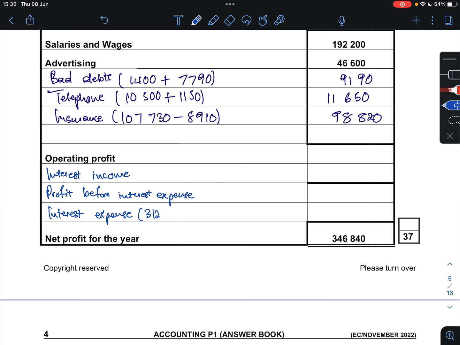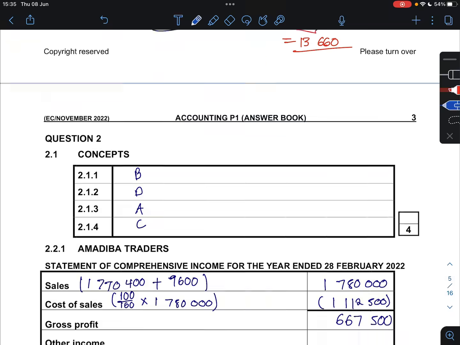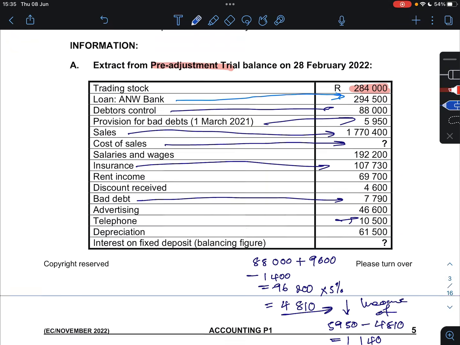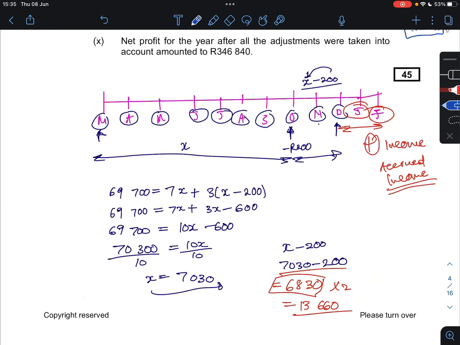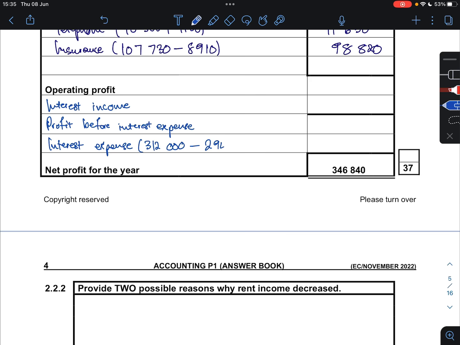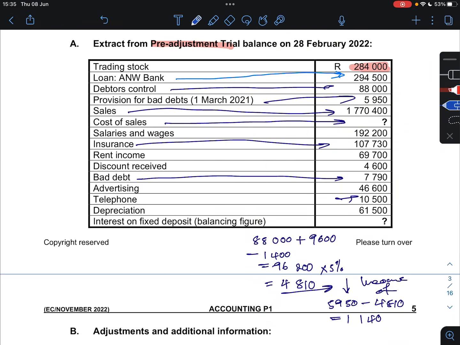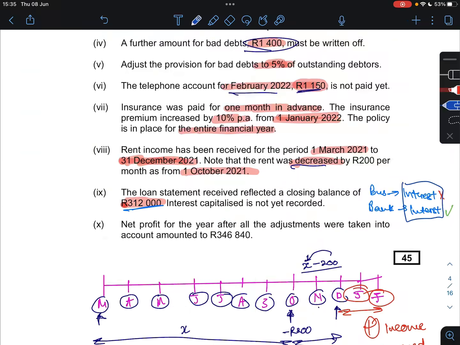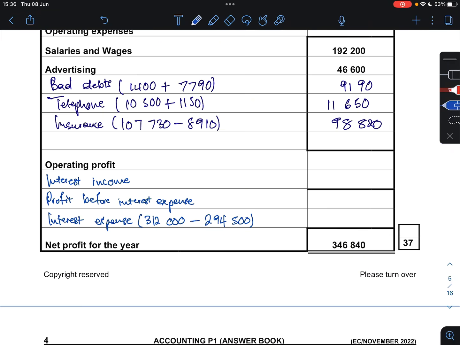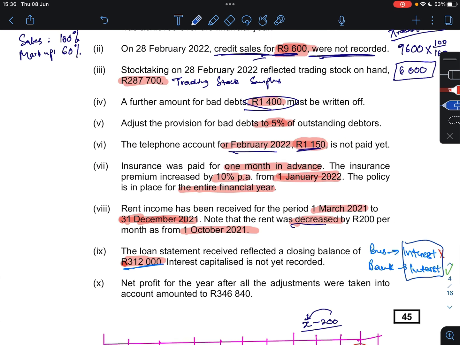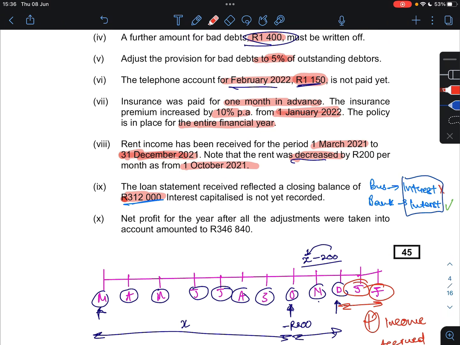So it's 312 minus, wait, is it 312? Yes, 312 minus what we have on our records, 294,500. Let's see if they said anything about repayment of the loan. I am not seeing any of that, so I'm just going to continue with the calculation. 312 minus 294,500, which is 17,500. Okay, I'm done with interest, and then we move on to the next adjustment, which is the 10th one.